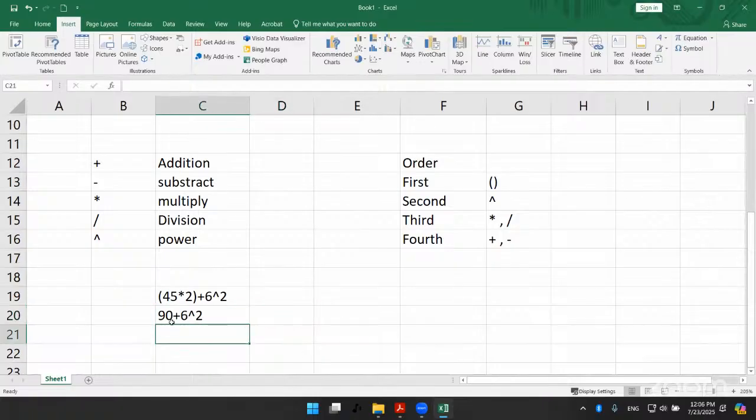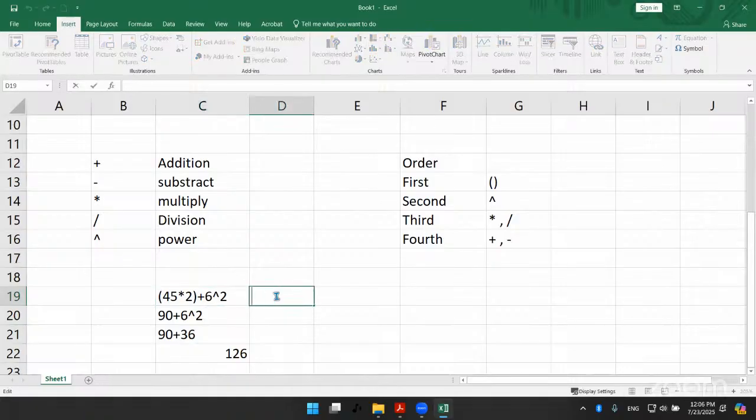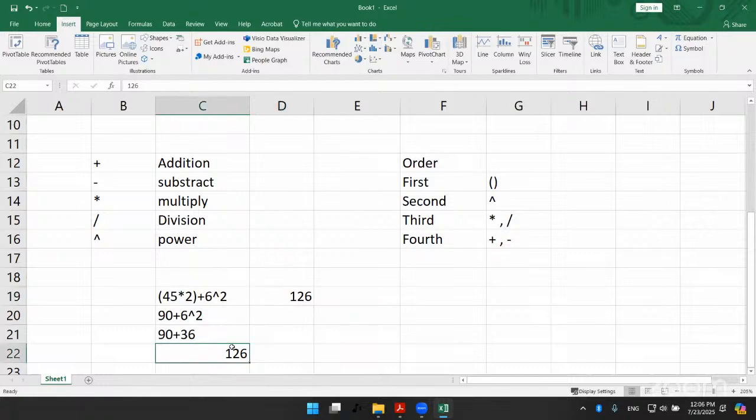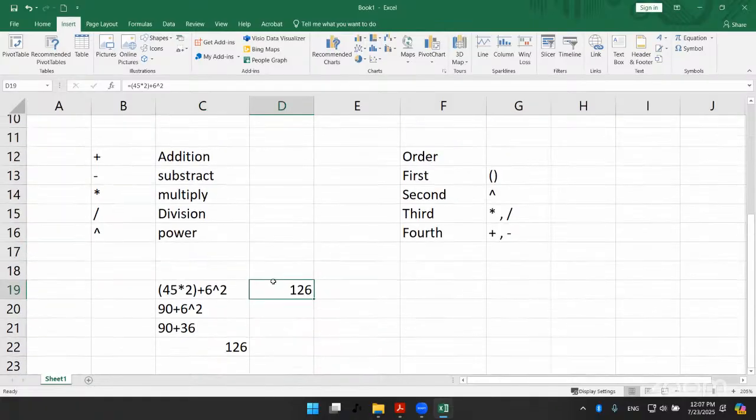So then we have plus and power. The next one is power, no? Between these two, power has the higher order. So 90 will still be there, plus 6 to the power 2, 36. So then we have the plus mark. Then we are just going to add, 126. This is how we are going to write the answers if we have a question like this. Let's see, is it correct? Yes, it is correct. This is the formula. This is the answer we got, the same answer.